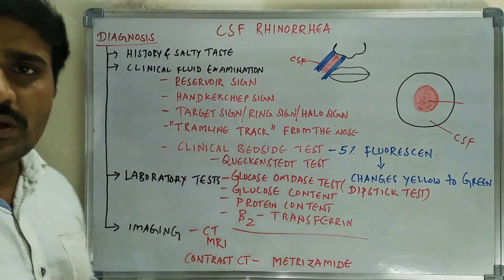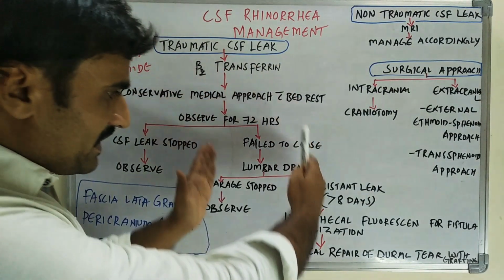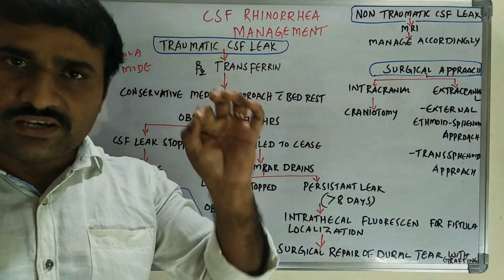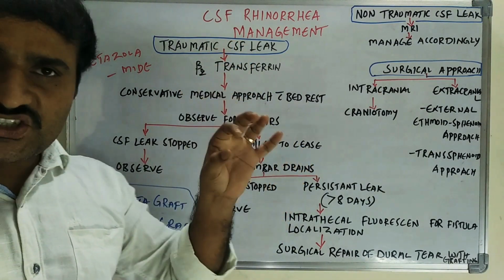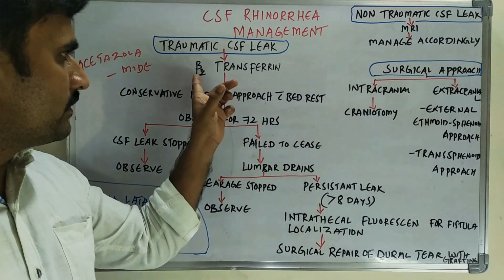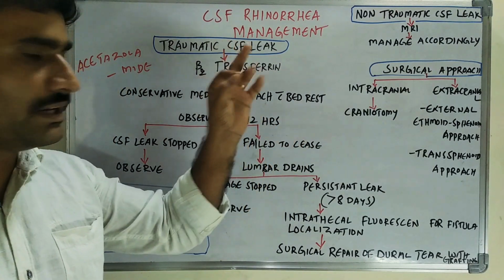Now we will discuss about the management. So management, this is the management flow chart. If there is traumatic CSF leak, by the history of trauma like that, we have to first confirm the CSF leak by doing beta 2 transferrin test. This is confirmatory test for CSF leak.